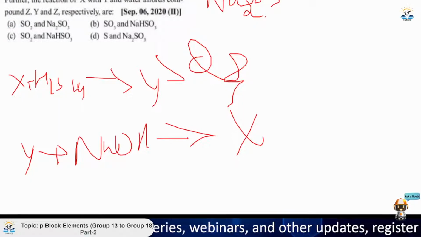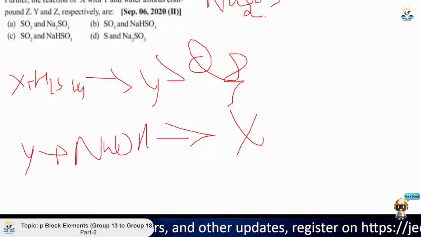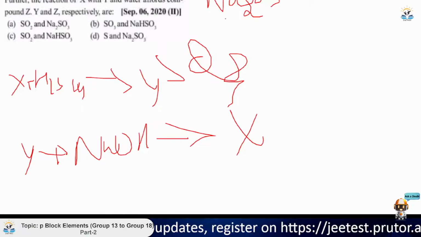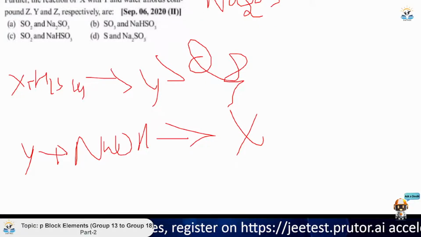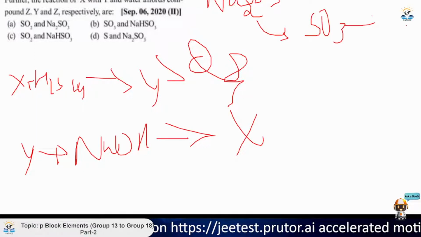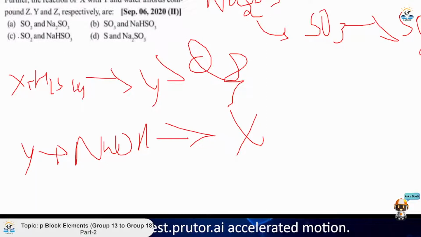Na2SO3 plus H2SO4 gives SO3 2 minus reacting with H2SO4, and SO3 2 minus has a reducing property, which would take SO3 to SO2. So we'll get SO2 as Y. So it's either A or C. It's clearly not B and D. Now we have to see Z.